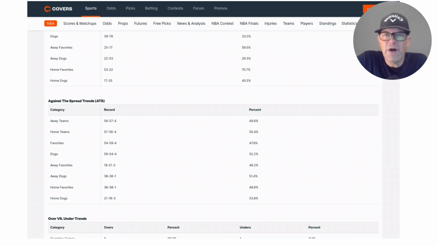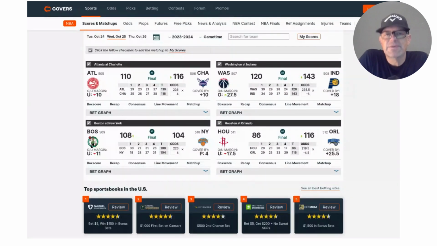We're going to look at dogs at home 5 or less, but we're only going to play them on the money line if we're getting +120 or greater. Okay, so I'll repeat that. When we go through this exercise, let's actually take a look at an actual date. We'll use Wednesday, October the 25th. So we're going to play dogs at home if we can get +120 or greater, and we're going to play favorites at home if we're getting 5 or less.